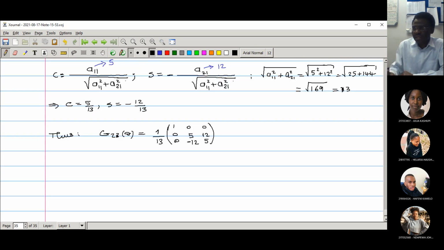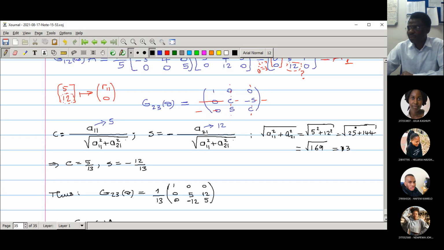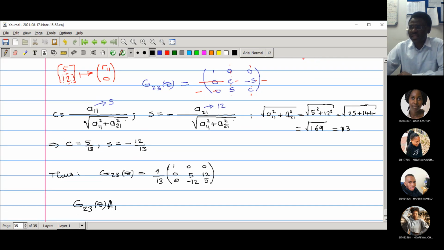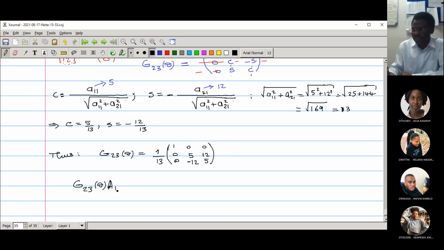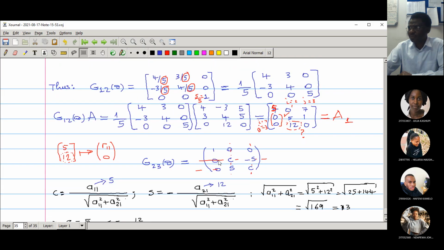Now, if we apply this to A1, but remember A1 is J23, where is it? A1 is this one, right? But we'll write that at the end for now. We know what it means. That is equal to, take this into this.